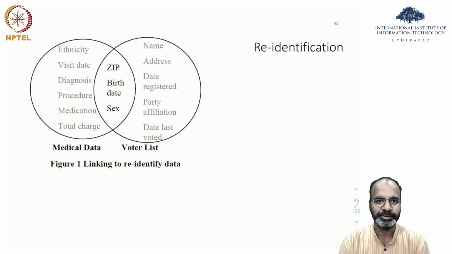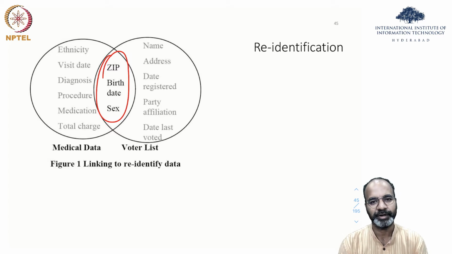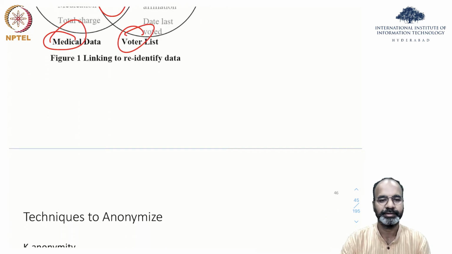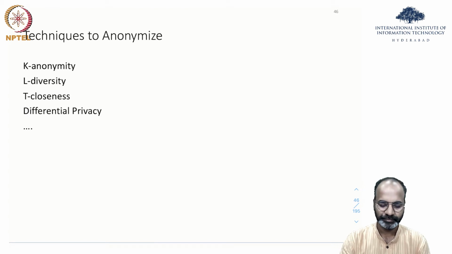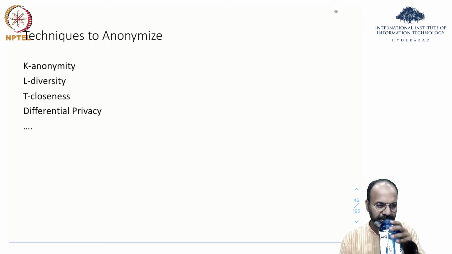This is Latanya Sweeney's work, where two different data sources put together can help us identify people, particularly given these three pieces of information. Users can be identified, was the conclusion that Latanya reached by connecting medical data records and the voter list. Then we spent a lot of time on techniques to anonymize.